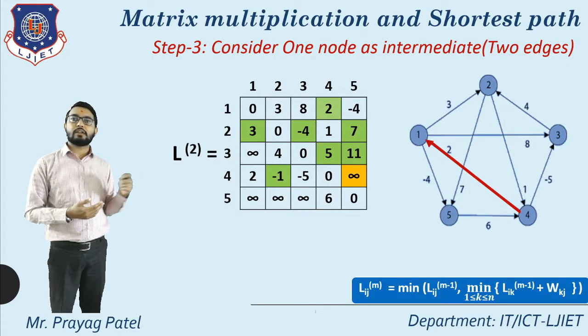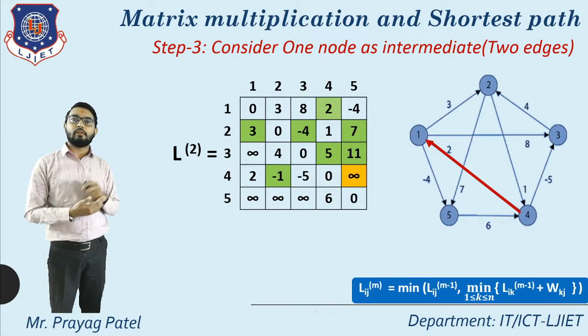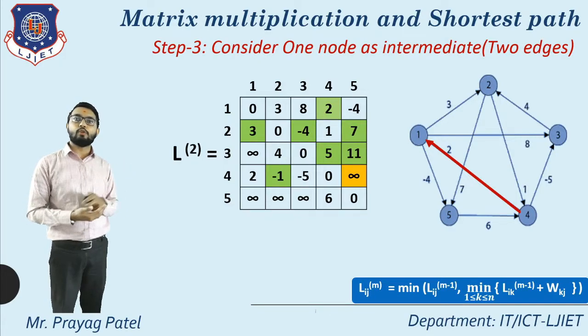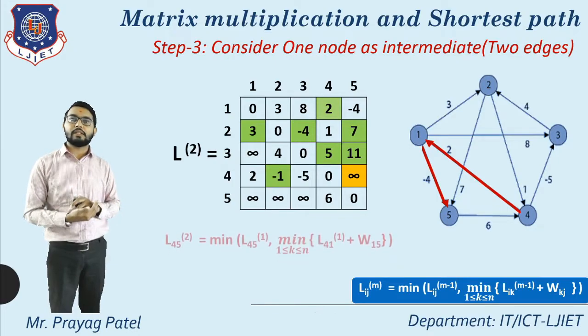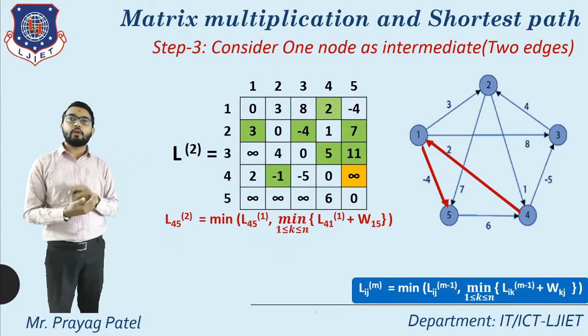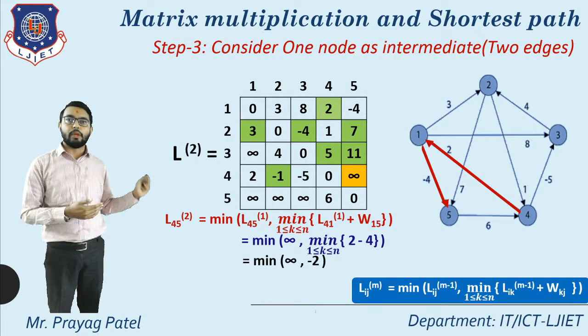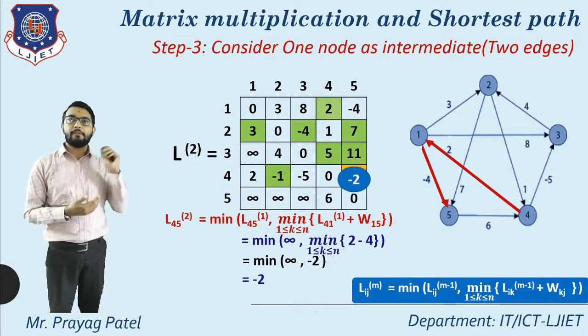Now consider the next location, 4, 5. In 4, 5, the first path is 4 to 1 and then 1 to 5. So consider 2 plus minus 4, which is minus 2. The old value equals infinity and the new value is minus 2. So the minimum is minus 2, and put minus 2 at location 4, 5.